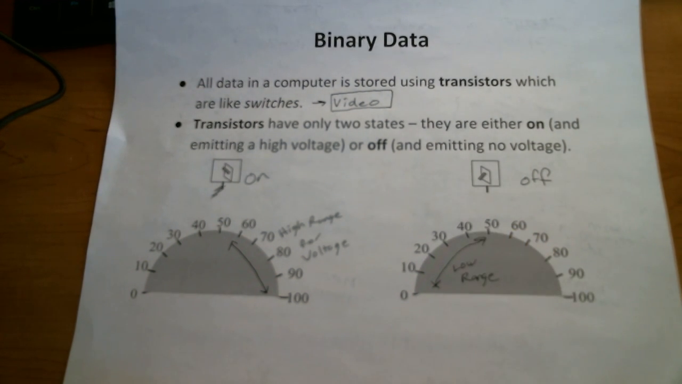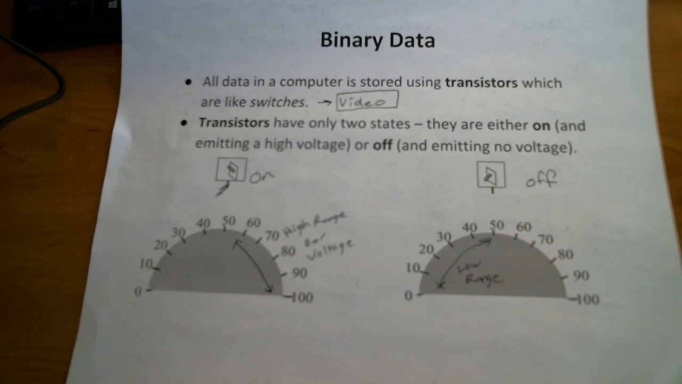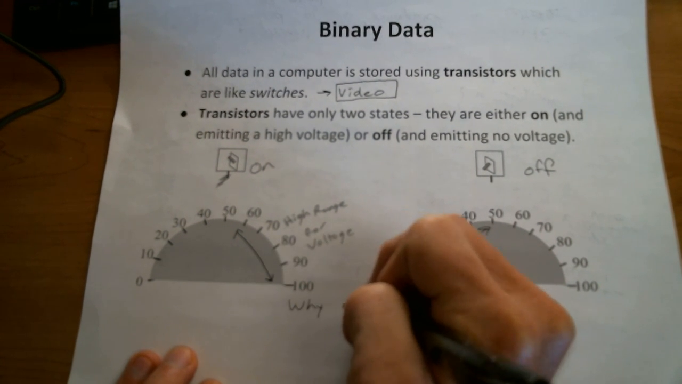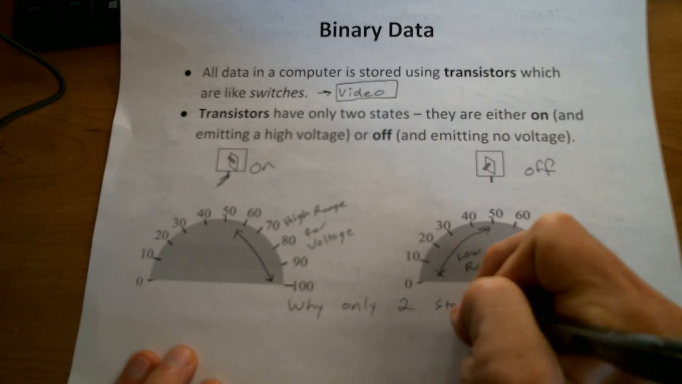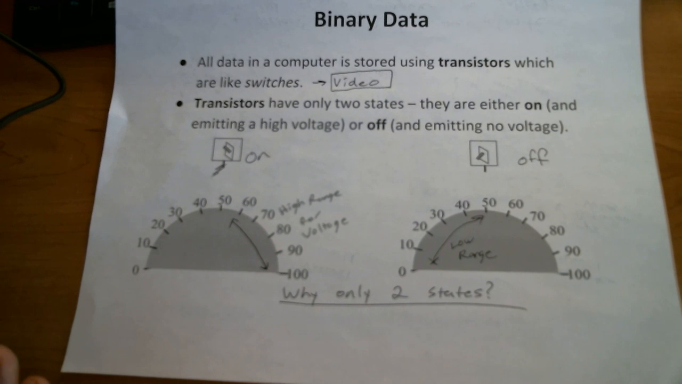So one of the questions is, I can apply any amount of voltage. Why am I limiting myself to just on or off? Why not measure the voltage, and then I could better approximate the analog world? So ask yourself the question, why only two states? Give it some thought for a second. Have you given it some thought?